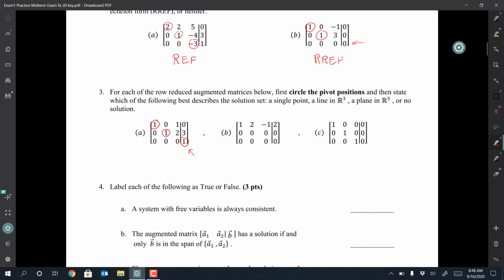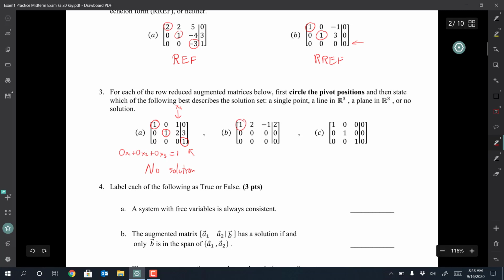Because there's a pivot in the far right column, this last row pretty much gives me the equation that looks like this. And that can never happen. So in this case, there's no solution. Now note, even though there is a free variable, x3 is a free variable, there's still no solution. Now I look at the next one.